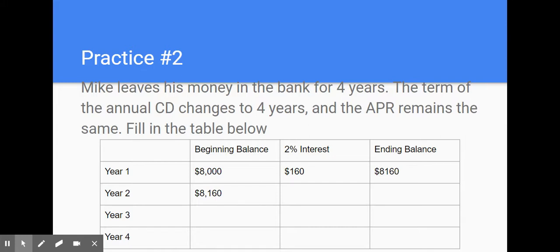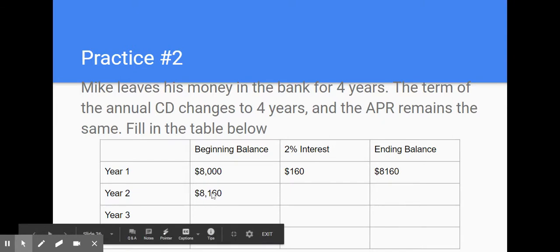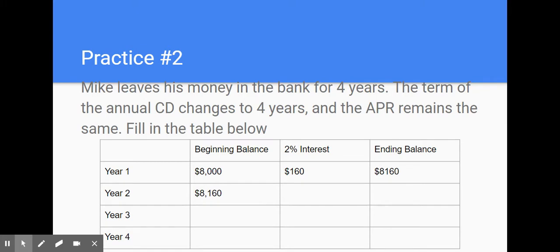Now remember, this is compound interest, so we're not basing the 2% interest for year 2 on the principal. We're basing it on the $8,160. That's the beginning balance for year 2. So pause the video, do the math, and play it when you've completed the table.